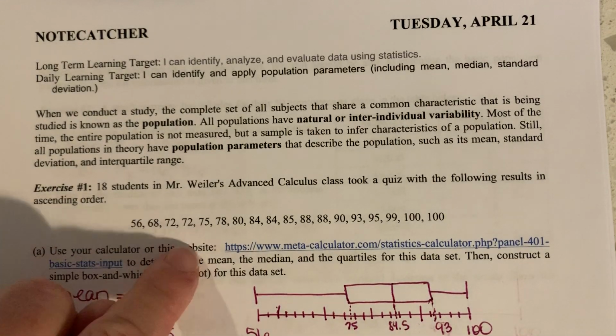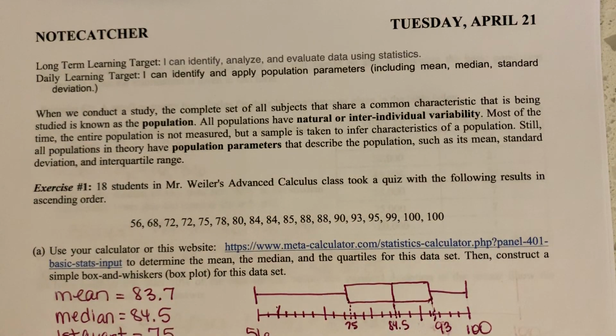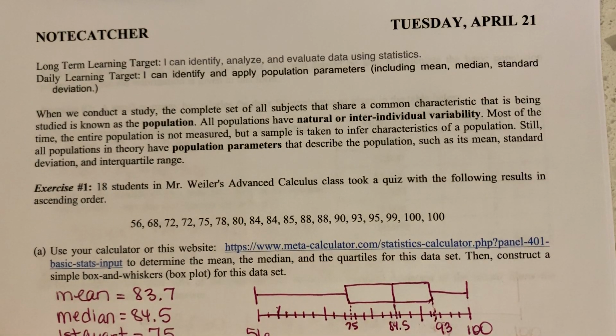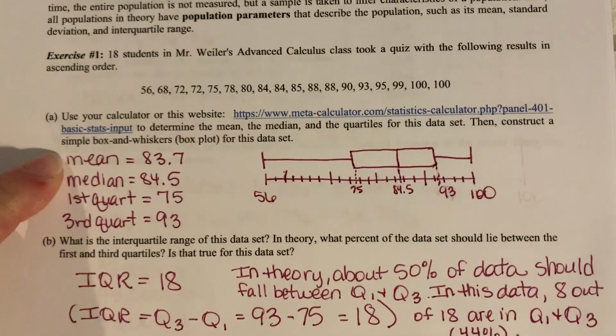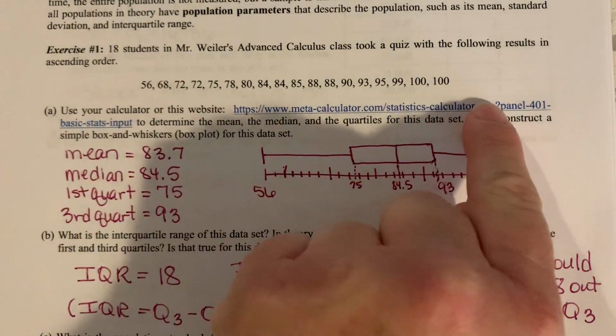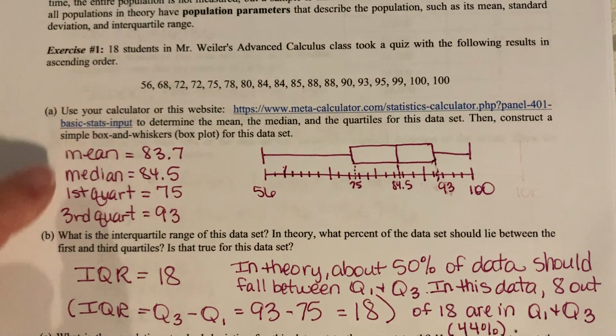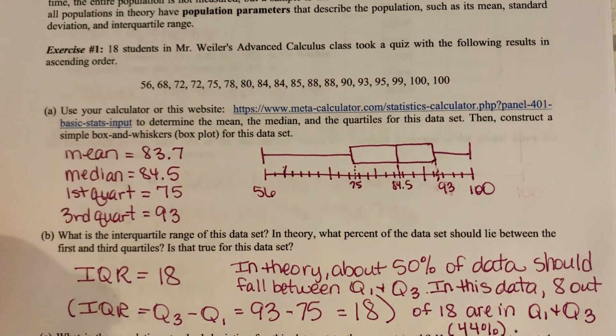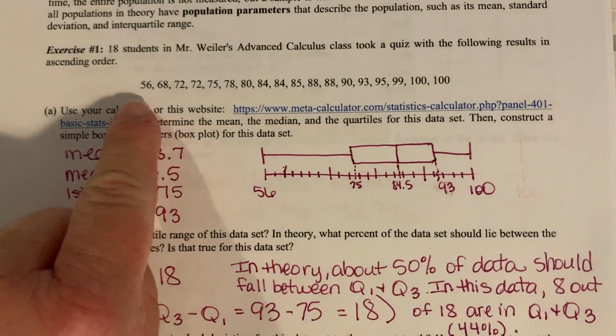You're going to type every single number in, you tab in between them. When you do that, then at the end, you can hit, I think it's a calculate button, but you hit the button at the bottom and it gives you all this information. So your mean for number 1 is 83.7. If you had added all those up and divided by 18, you would have gotten 83.7, but the calculator does it for you. The median is just the middle number.